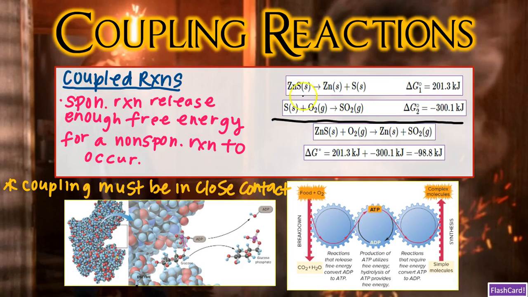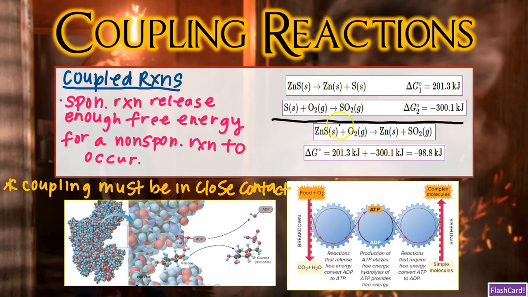Here we have zinc sulfide solid forming zinc solid plus sulfur solid. The delta G is equal to 201.3 kilojoules. Again, we have a non-spontaneous process here. This non-spontaneous process is going to be coupled with sulfur solid plus oxygen gas forming SO2 gas, giving us a delta G value of negative 300.1 kilojoules. So again, this is a spontaneous process. We're going to be coupling them together to form an overall reaction.